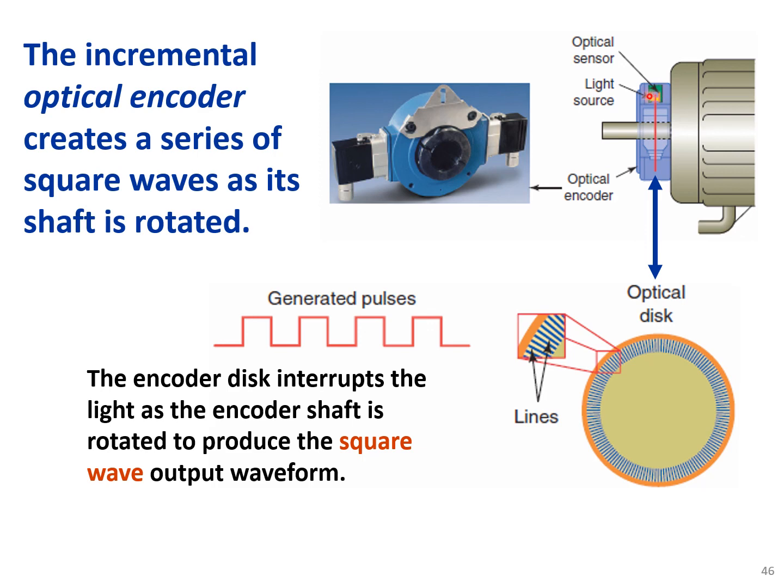This light source will be interrupted by the disc. On the other side of the disc, there is an optical sensor, and this disc causes interruption and then creates these generated pulses. These pulses should be counted by the PLC or the counter. The encoder disc interrupts the light as the encoder shaft is rotated to produce the square wave output waveform.